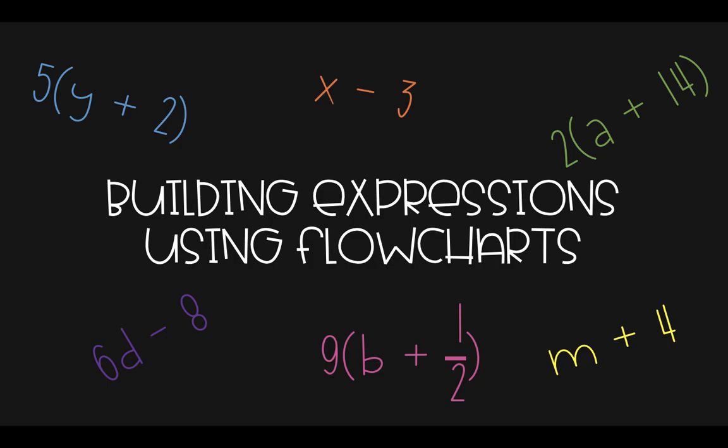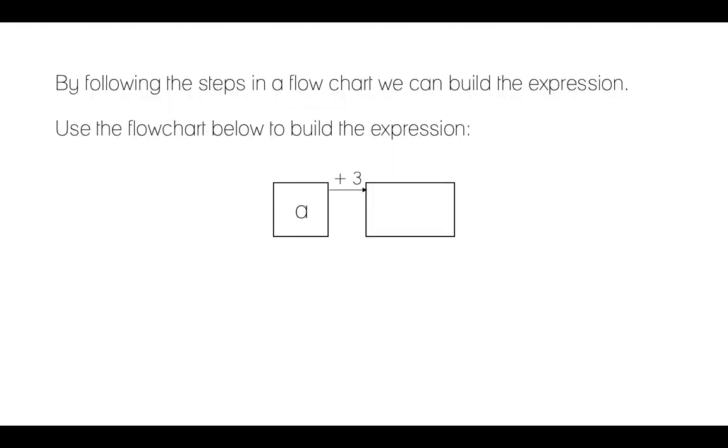In today's lesson we're going to continue on with flowcharts and looking at how we use flowcharts to build an expression, or we can also use an expression to help us build a flowchart, which we're later going to use to find out what our pronumeral equals. So by following the steps in a flowchart we can build an expression. So we have a flowchart below and we're going to use this flowchart to help build the expression.